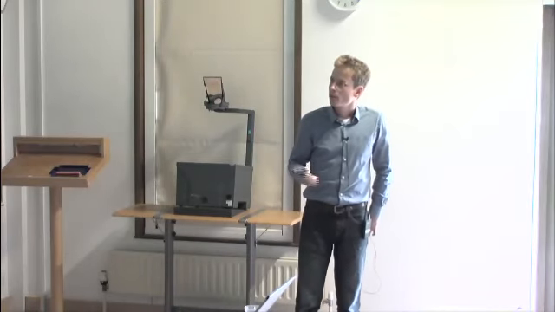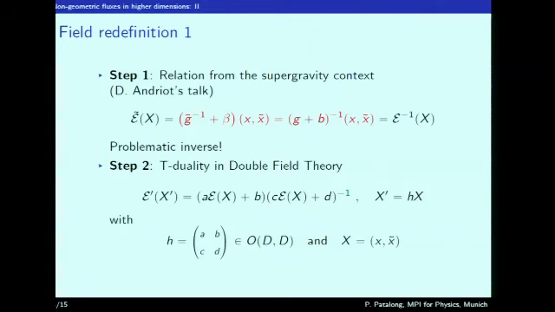So let me start with the field redefinition. I'm doing that in 3 steps, where first of all we realize that this equation in red is exactly the equation David showed us just a second ago. And this thing on the right-hand side is unfortunately the inverse of the curly E, which appears in the double field theory action. So we have the problem that there appears an inverse in the field redefinition.